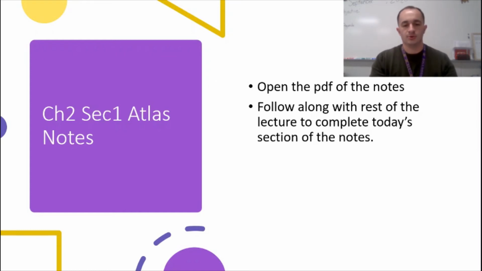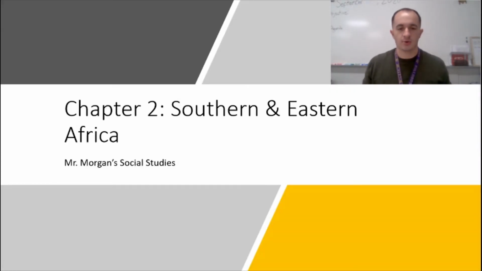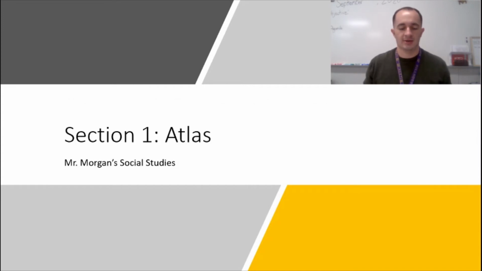So we are going to go through the first half of the notes. If you open it, it should be two days worth of notes. You'll just see the first part there. So go ahead, open that PDF and follow along with the rest of the lecture for today's notes. Okay, here we go. So chapter 2, section 1, Atlas Notes. So we're going to start off by talking about geography. When we talk about geography, we talk about a bunch of things. Like I said earlier, we're going to talk about the landforms and geographic features that we see in the area.